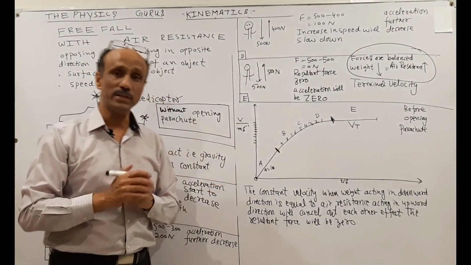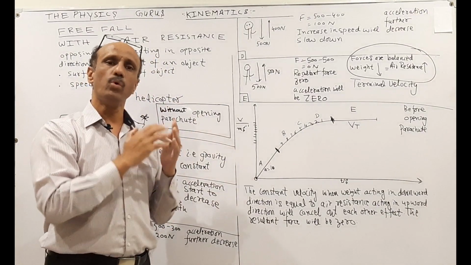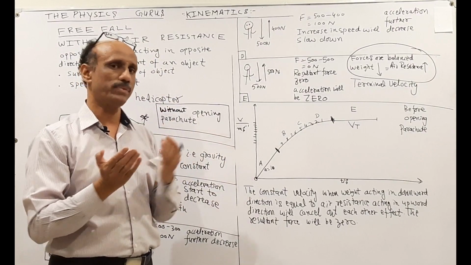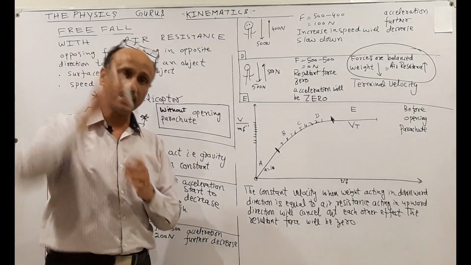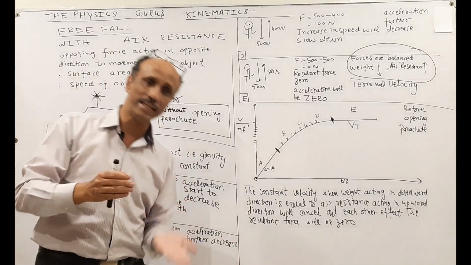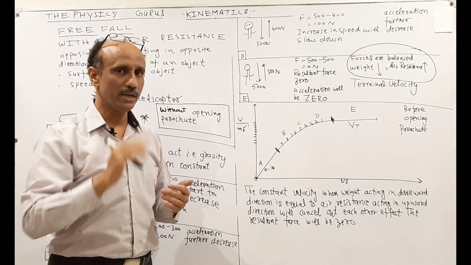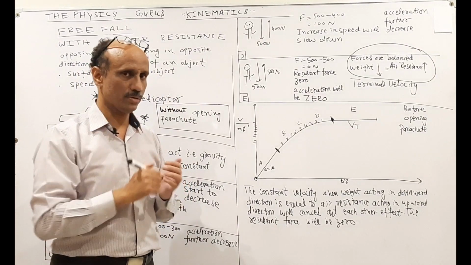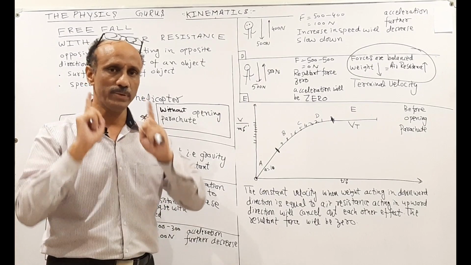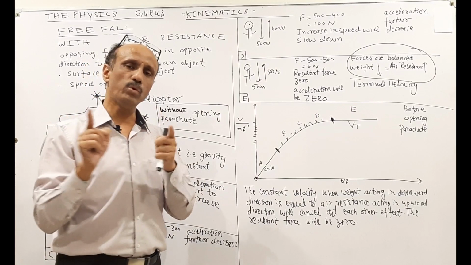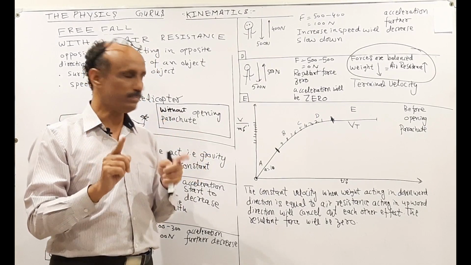So the definition of terminal velocity, or the past paper question of why the object will move with a constant velocity, or what is meant by terminal velocity: the constant velocity when the weight acting in the downward direction and the air resistance acting in the upward direction are equal to each other, they will cancel out each other's effect. They will be balanced. So the resultant force will be 0. When the resultant force is 0, acceleration will be 0, and the object will move with constant velocity. That is called the terminal velocity.